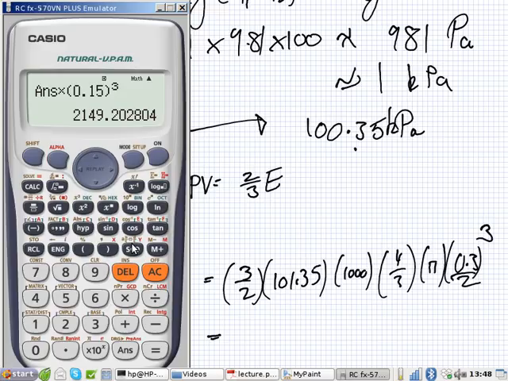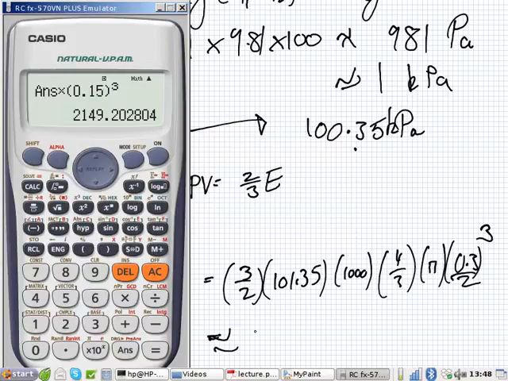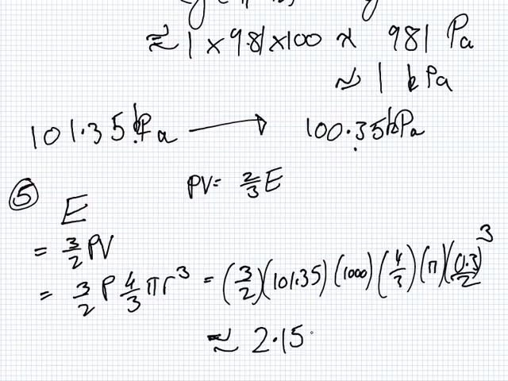2,149 joules of kinetic energy in the balloon because of the movement of the molecules. Is it too big? About 2.15 kilojoules. Is it too big? I don't think it's too big. Now, you realise that's the kinetic energy of all the moving air molecules in the balloon.